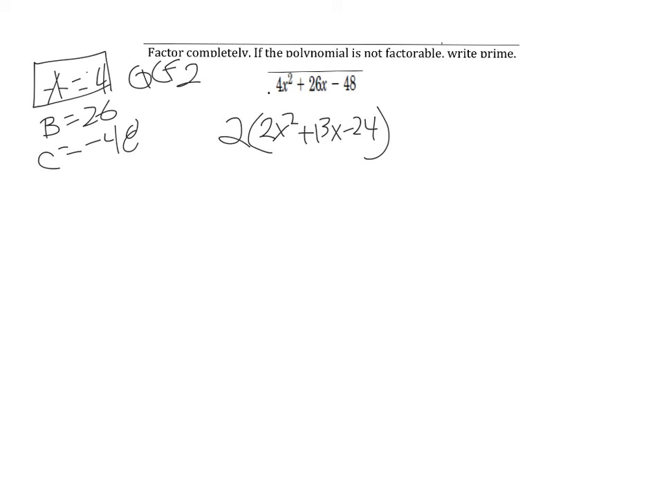Alright, I have a new trinomial right here. So I have to reevaluate. So I'm going to do it again. A is equal to 2, B is equal to 13, and C is equal to negative 24. Is there a GCF? 2, 13, and negative 24. 13 being odd, and 2 can't go into it, so I'm done there. So it looks like I did everything correctly on the first GCF.